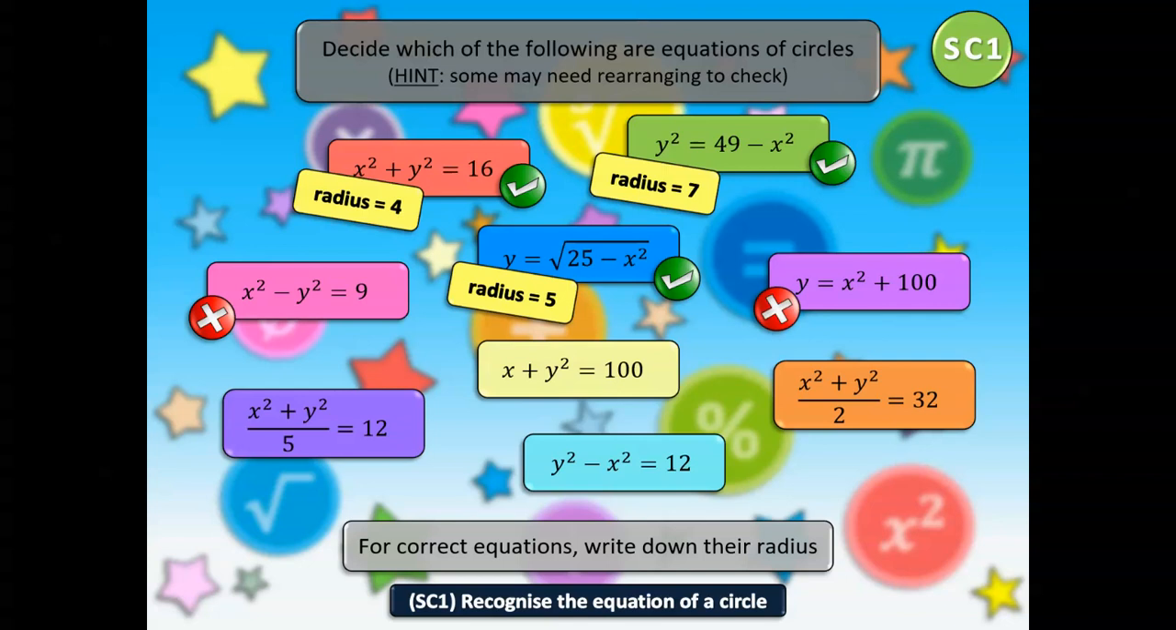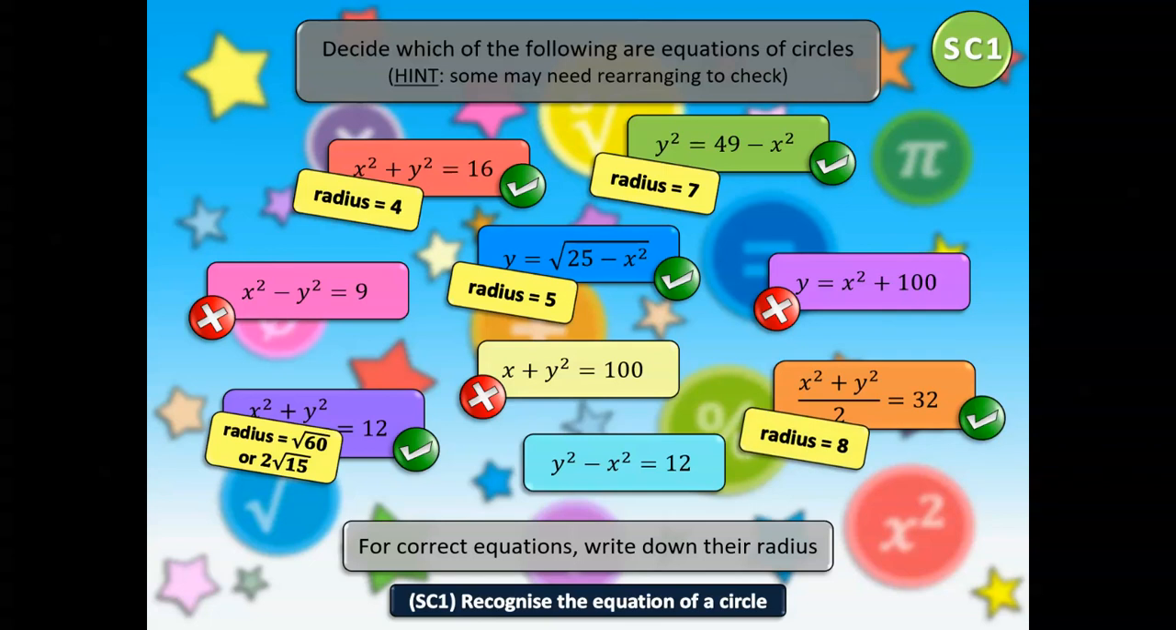This one isn't the equation of a circle. This one is the equation of a circle with a radius of root 60 or 2 root 15. This one isn't the equation of a circle. This one is the equation of a circle with a radius of 8. And finally, this one isn't the equation of a circle.